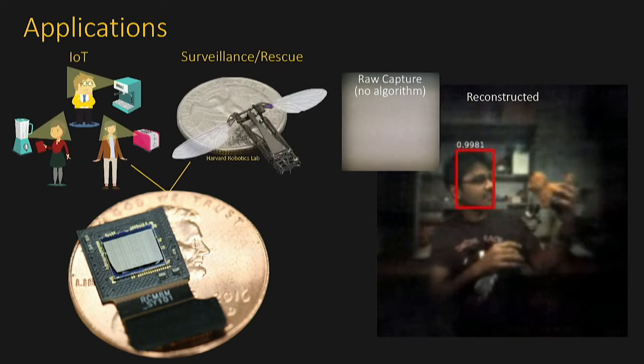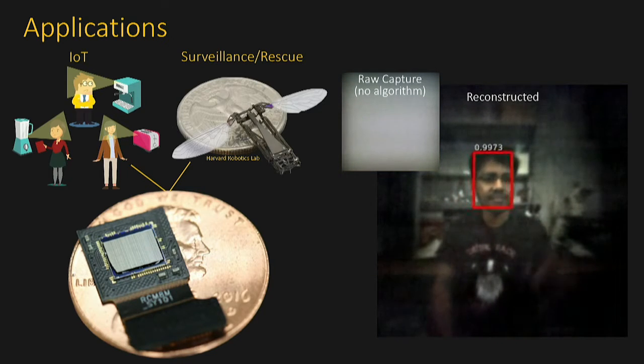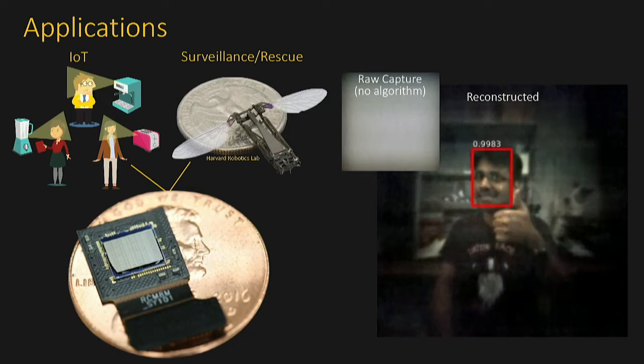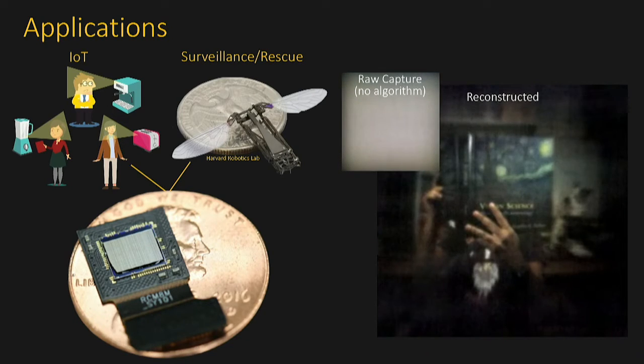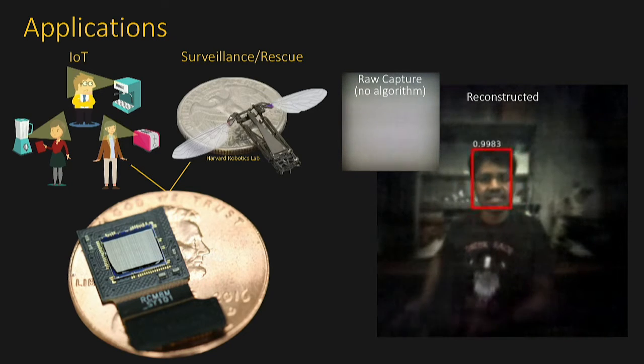And so we anticipate having applications in things like IoT, where we want new user experiences or are able to collect data on something that's extremely cheap, but also very small and thin. And also something that's extremely lightweight for surveillance or rescue, like the micro drones that you see here.